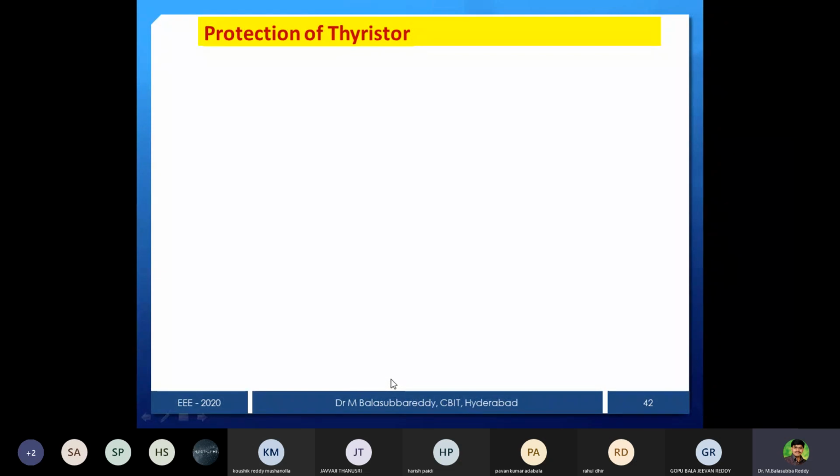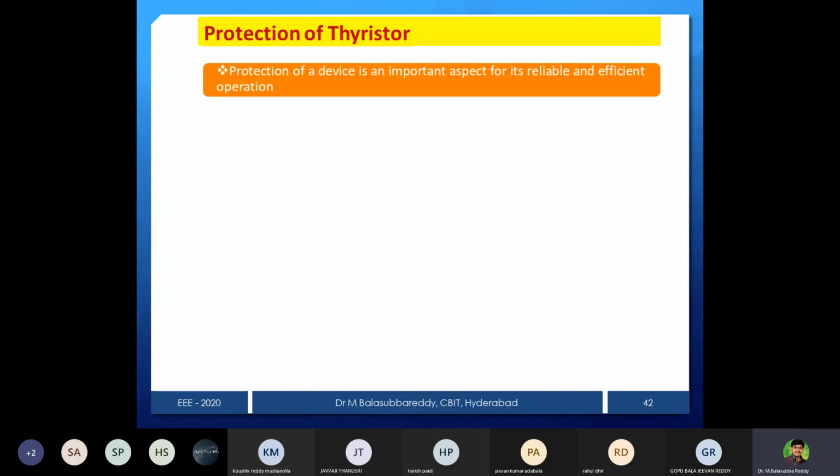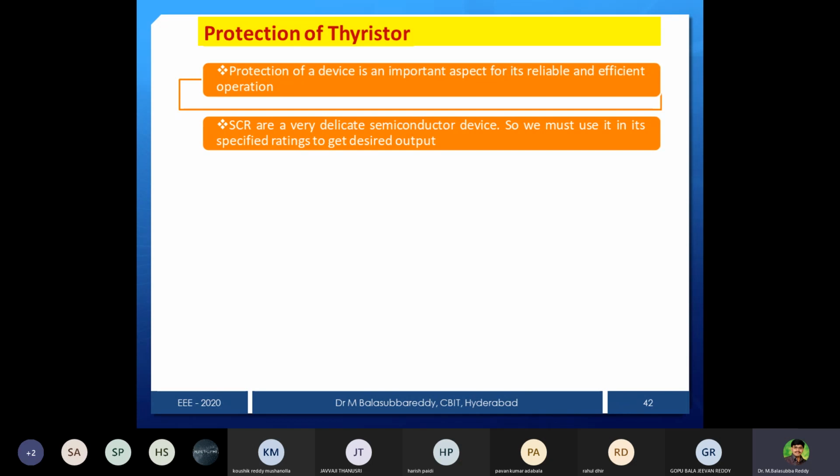Now we'll see the protection of a thyristor. This is very important. Protection of a device is an important aspect for reliable and efficient operation. Why the term reliable? Suppose you are unable to protect properly, whether it is di/dt or dv/dt or temperature or anything, automatically malfunction is going to take place. Sometimes misfire, in the sense of unwanted conduction, also takes place. So based on the protection mechanism, the reliability is going to be improved.